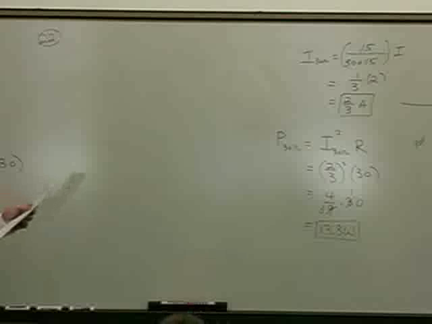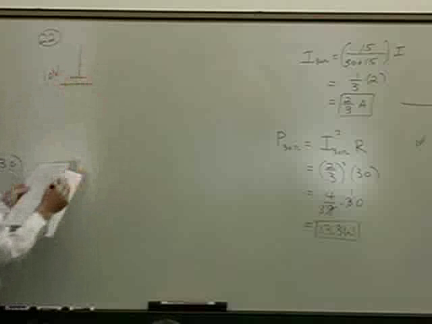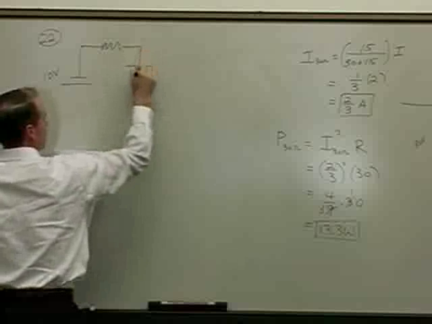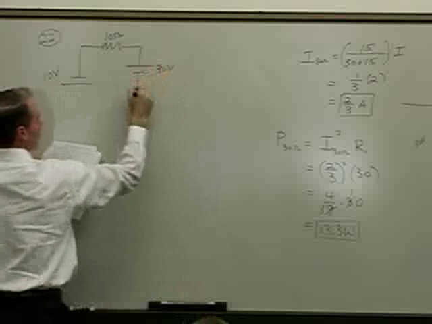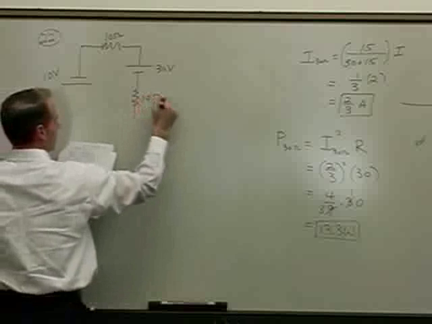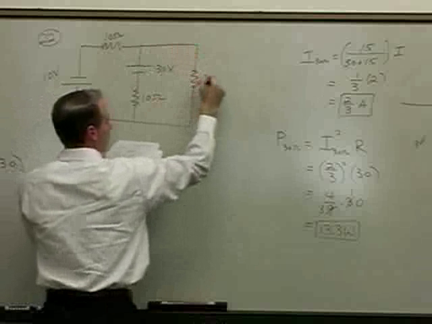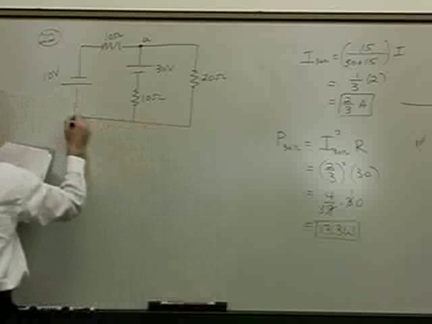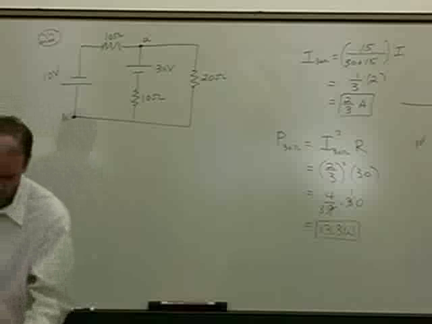What's the potential difference VB minus VA for the circuit shown? A battery here, a resistor, a 30-volt battery here, another resistor. So we want to find VB minus VA.